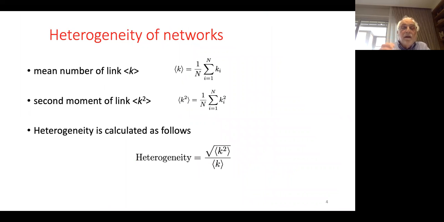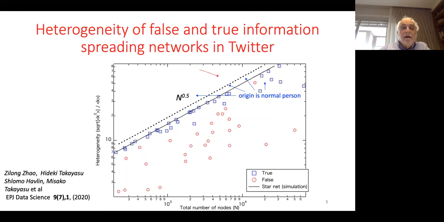You don't need to know the text, you don't need to read the message, to identify if it's real or false, if it's true or false. And here we took many messages, many networks, and you can see that usually the heterogeneity is high for the real one. This is the blue. Now the theory tells you that if it's only one person, it should be this number. It goes like n to the 0.5.